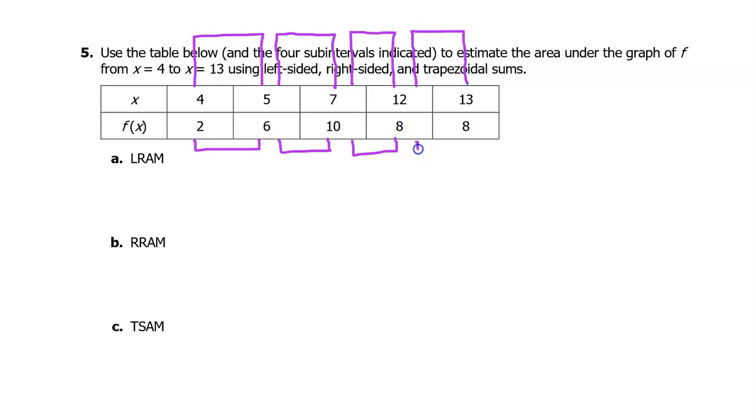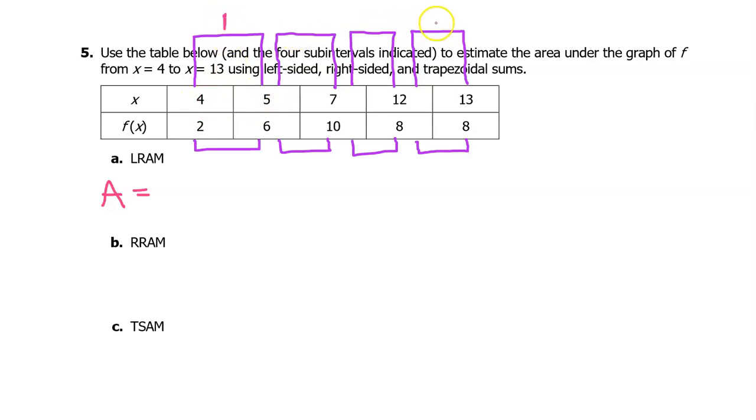So drawing this helps me picture little rectangles or trapezoids even. Okay, so left rectangle approximation method, we are going to add the area of 4 rectangles. We need base times height. So what is the width of each rectangle? You should look at the x values for that. So from 4 to 5, that is a width of 1.